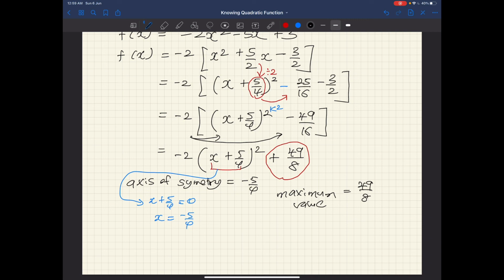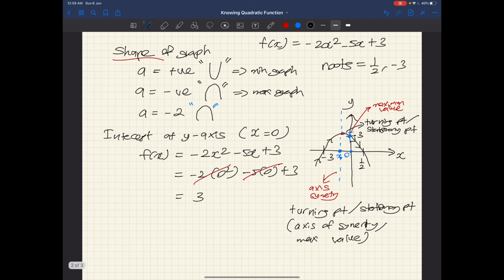So how can I write my coordinate for my turning point? Of turning point, let me write it TP, is just my axis of symmetry, which is my x, -5/4, my maximum value, which is 49/8. Alright, so -5/4, 49/8, it basically will locate here. So this is the point. Let me write this in red. This is the point, -5/4, 49/8. This is my turning point coordinates.